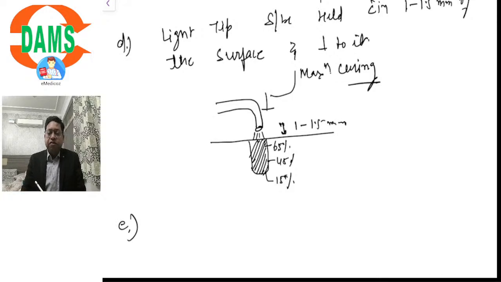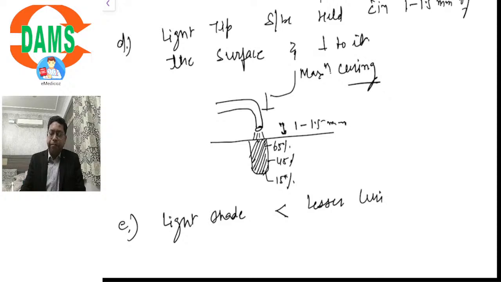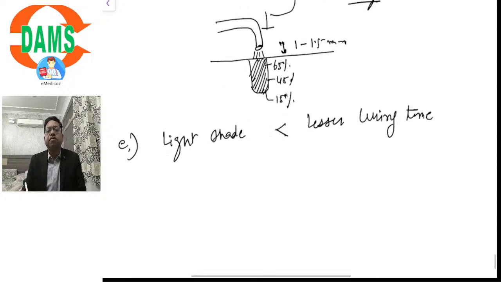Next factor related to curing of composites is that light shades require lesser curing time. Darker shades require greater curing time. And then, depending upon the different restorative conditions, we have an important clinical factor that is called configuration factor.